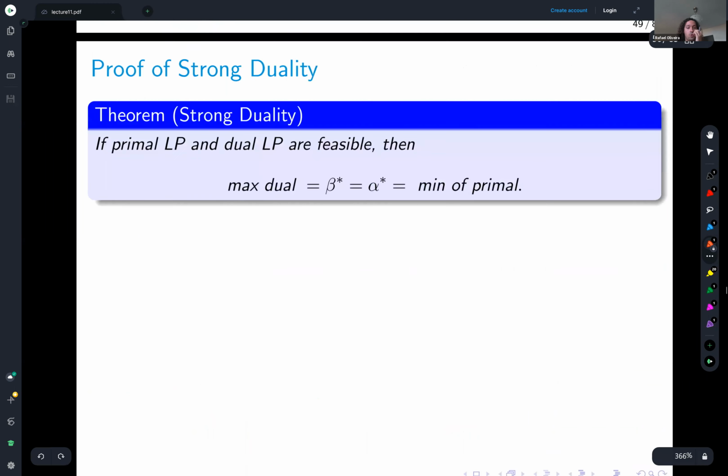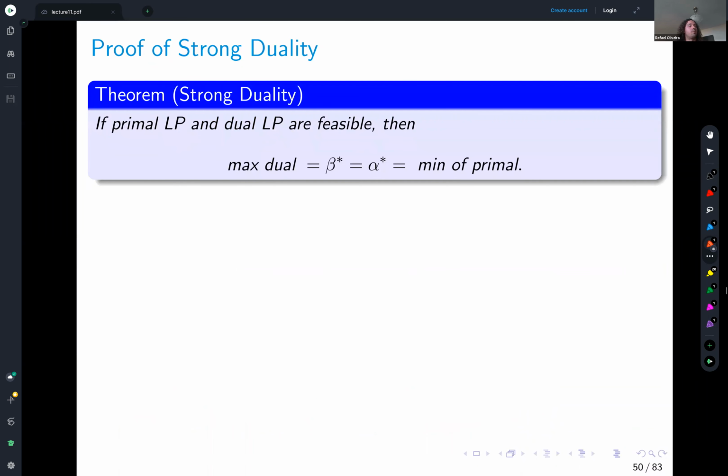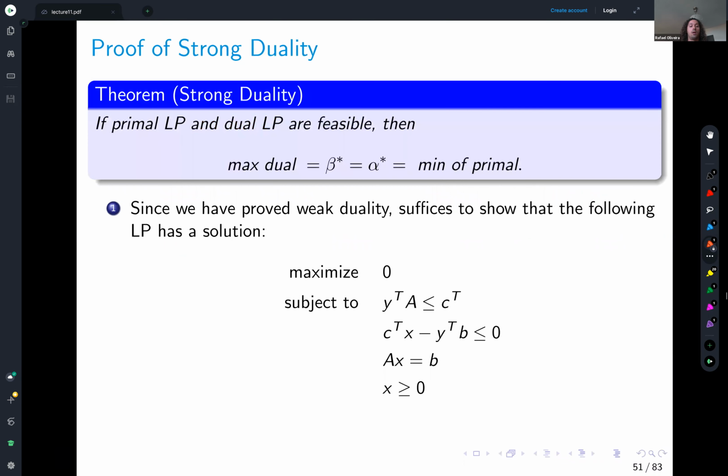All right, so how do we prove this theorem, the strong duality theorem? Here's how we prove it. Since we already proved weak duality, it suffices to show the following. Let's come up with a linear program that tells me that the max of the dual is equal to the minimum of the primal if and only if a certain linear program has a feasible solution. Does that make sense? And the idea is to come up with this linear program.